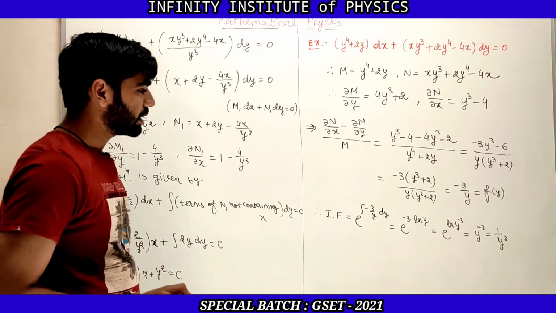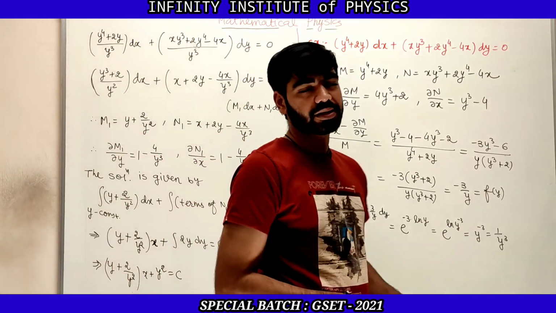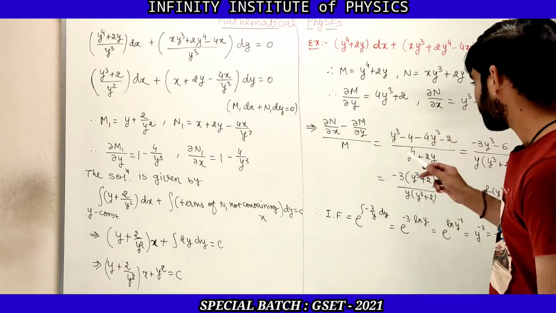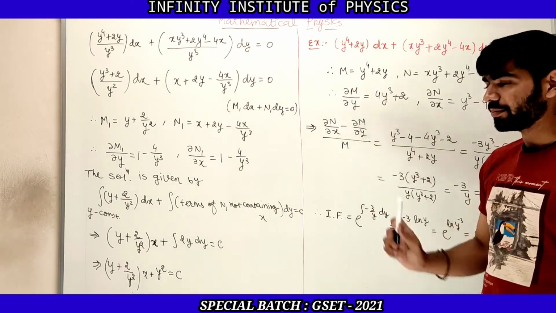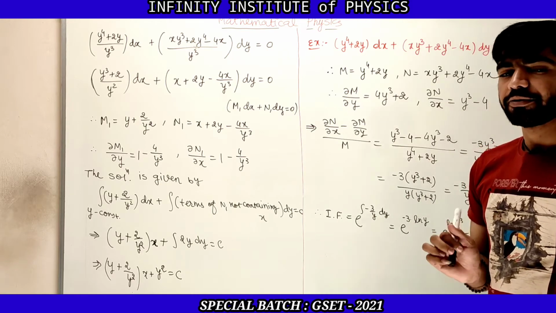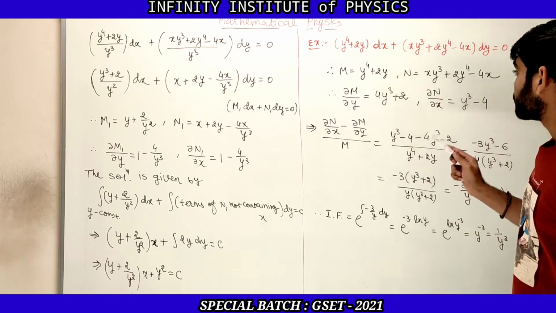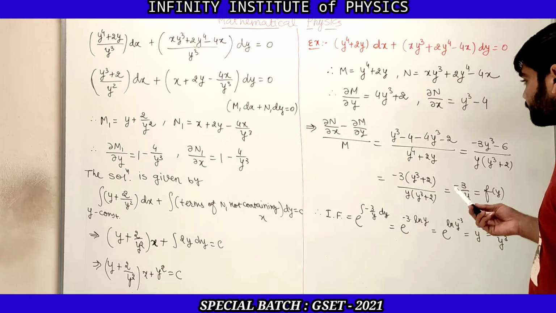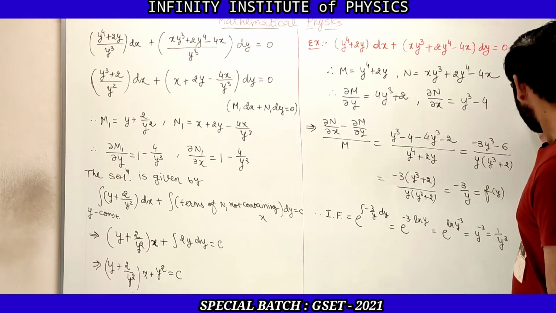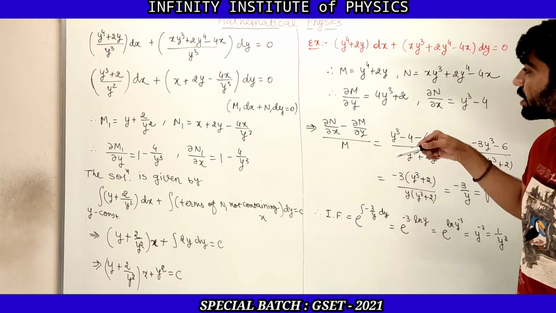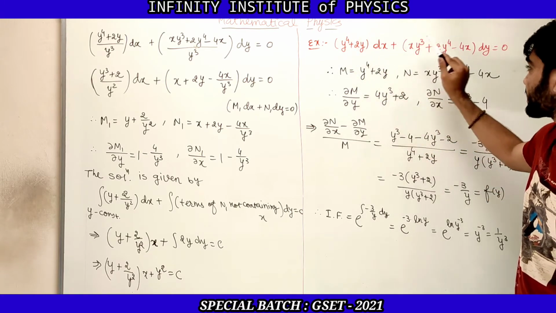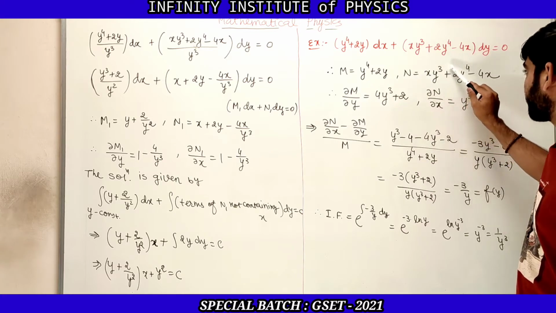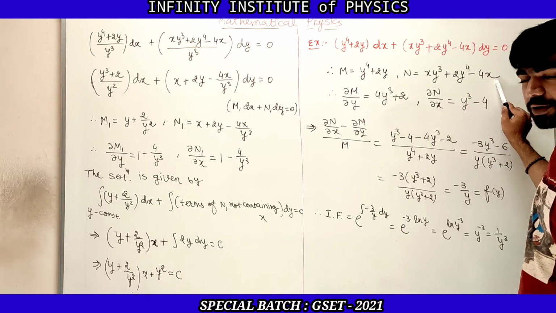So this is how we can calculate the examples related to the second case. That means if we have del n by del x minus del m by del y upon m, that is only a function of y. So again, let us recall or go through the solution of that example again quickly. M dx plus n dy, so m will be y raised to 4 plus 2y, n will be xy cube plus 2y raised to 4 minus 4x.